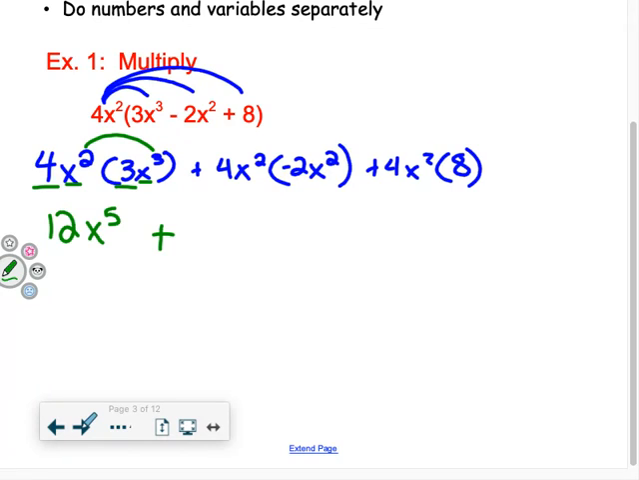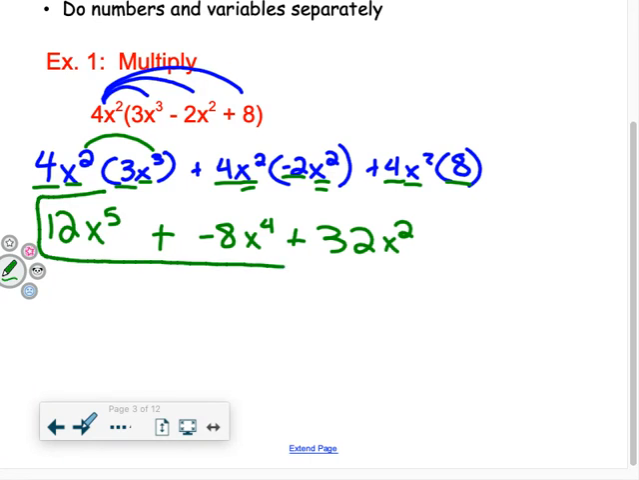Now we're going to add over here. So now we have 4 times negative 2 gets us negative 8. X squared times x squared, 2 plus 2 gets us x to the fourth. And last one here, 4 times 8 gets us 32. Notice there's no other x terms, so we just bring down what we have. And so by multiplying here, we should have got an answer of 12x to the fifth minus, or you can do plus and negative, minus 8x to the fourth plus 32x squared.